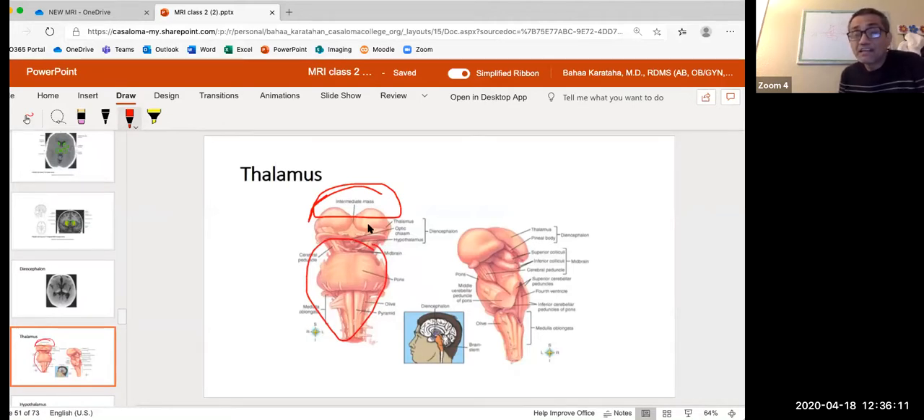Your diencephalon consists of 3 parts. The largest one is the thalamus, hypothalamus, and epithalamus. The only part that we see imaging-wise is the thalamus. And of course, from the epithalamus, we will see only a portion of it, which is the gland.